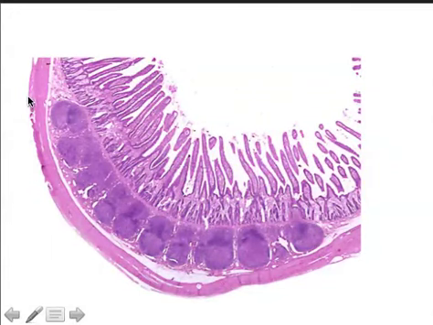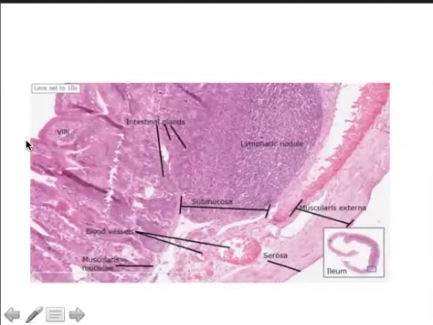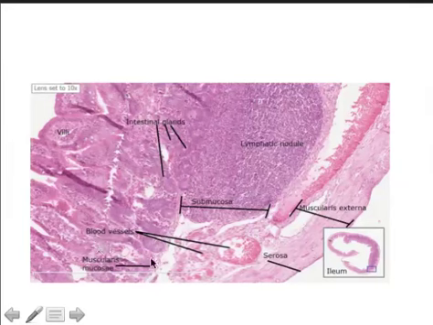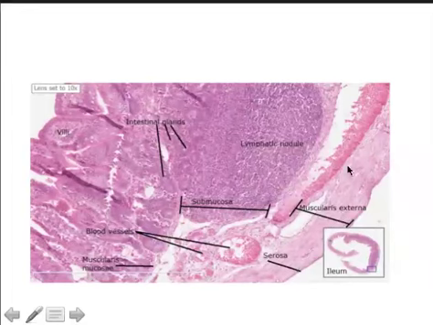So this is very similar to the slides that you looked at in lab. And this is just a close-up of ileum, and what you can see here are the labeled areas. If we work from the outside in, there's the muscularis externa, there's the outer longitudinal and inner circular layer. You can see it.